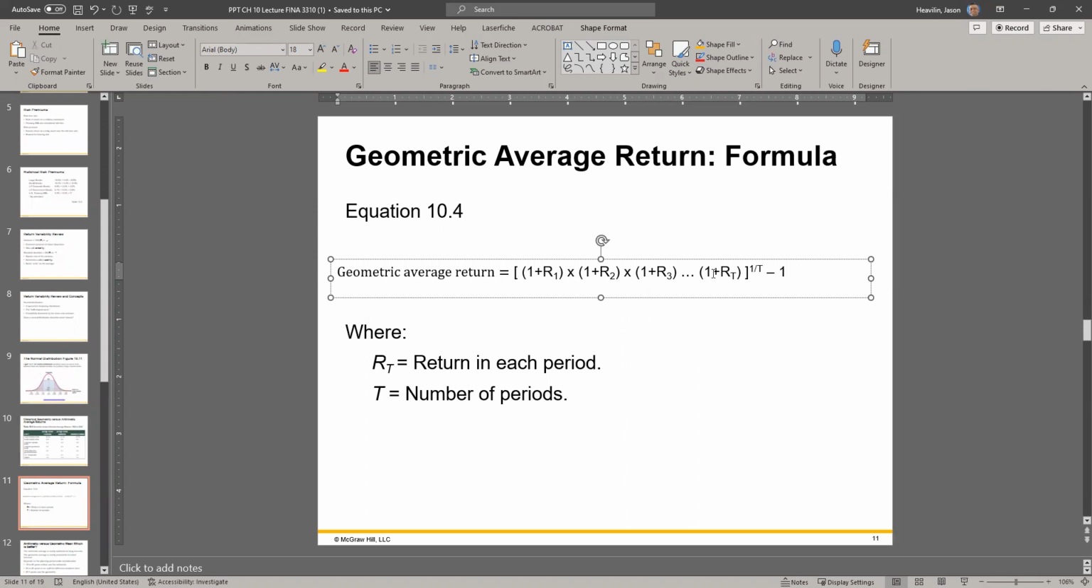Once you have multiplied them all together, you grab that number and put an exponent there of 1 over t. Let's say it was 20 years. You would have 20 of these, each 1 plus the return, multiplied together for every year for 20 years. Multiply all 20 together, and then that number, you would put an exponent there of 1 over 20 if it's 20 years. And whatever number you get out of that, you do a -1, and that's how you get the geometric return.